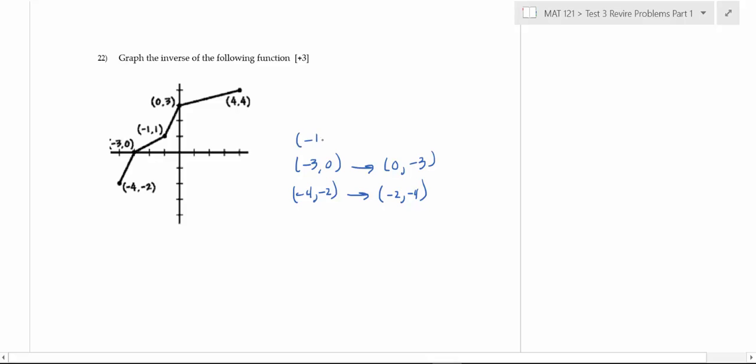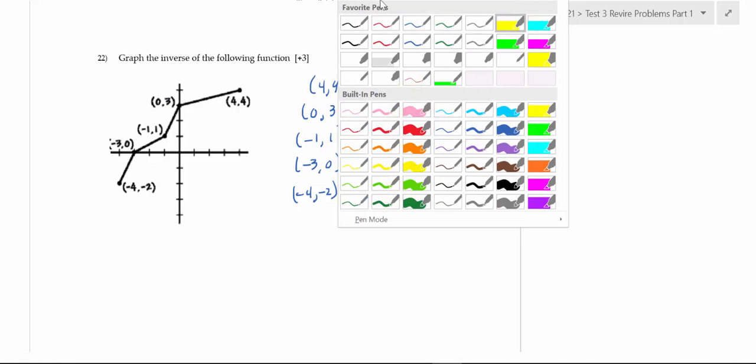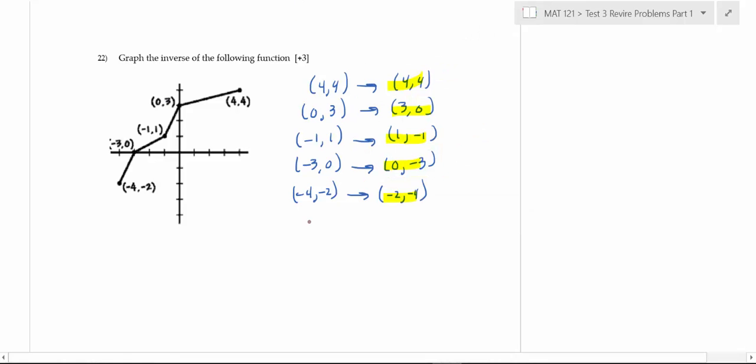You have negative 1, 1. That's going to change to 1, negative 1. You have 0, 3. That's going to change to 3, 0. And then this point 4, 4 is going to change to 4, 4. So it's actually the same thing. So now what you're going to do is just plot these points. Then you can connect the dots. Okay, so I'm going to go ahead and just plot these points.